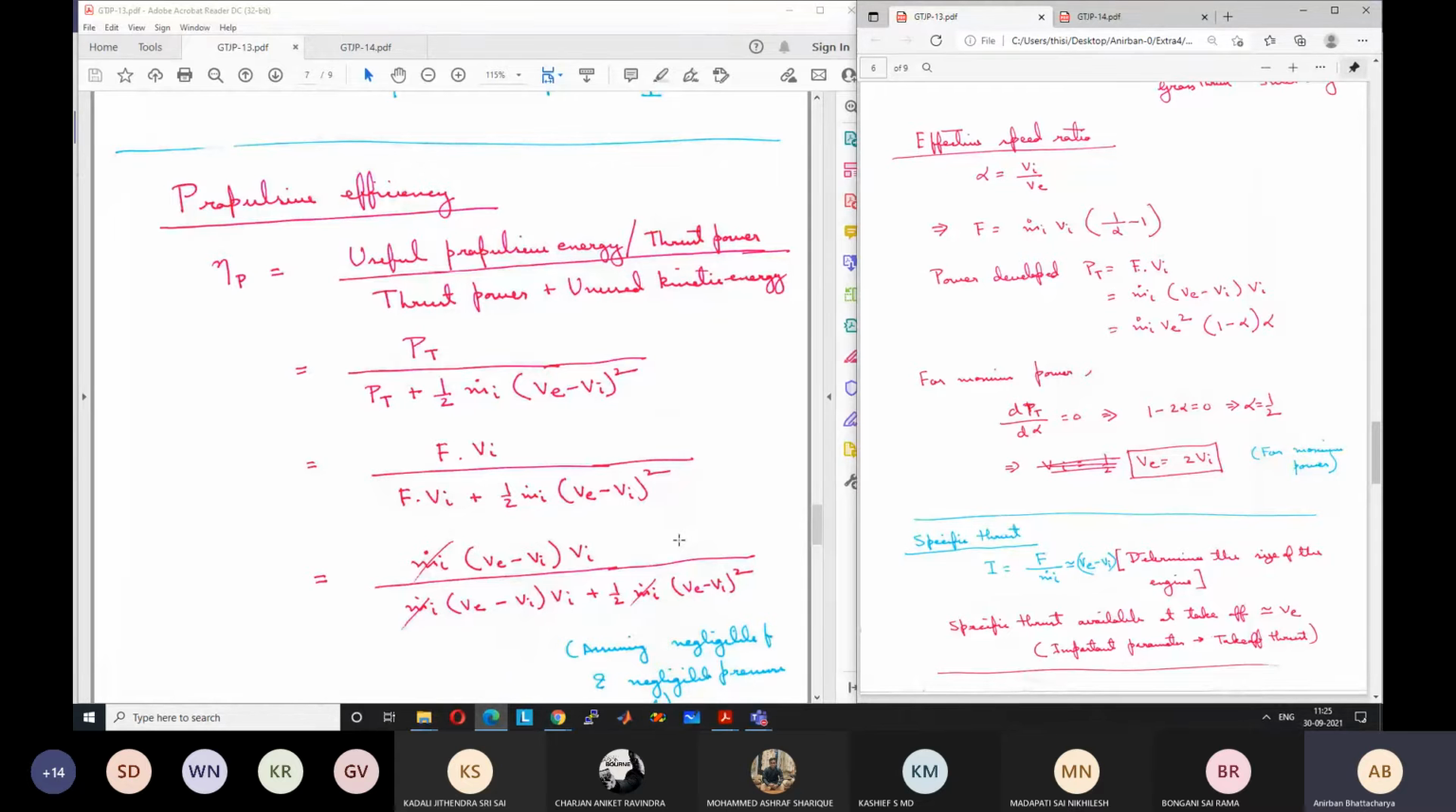Okay, but that entire energy cannot be used up in an aircraft. Why it cannot be used up in the aircraft is because when the exhaust gases go out with a velocity, it carries a certain kinetic energy with it. That kinetic energy is not being utilized. It is getting lost in the atmosphere.